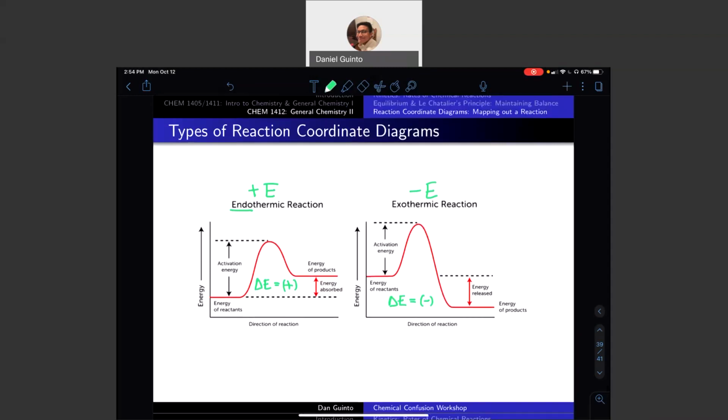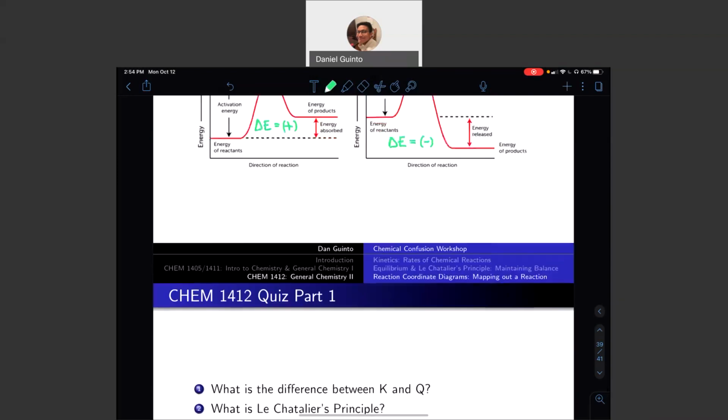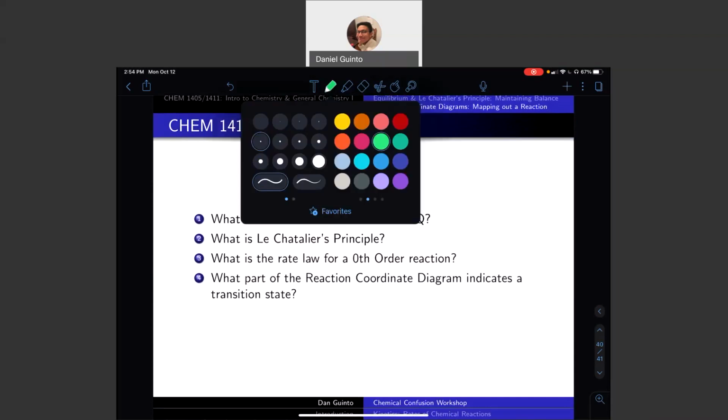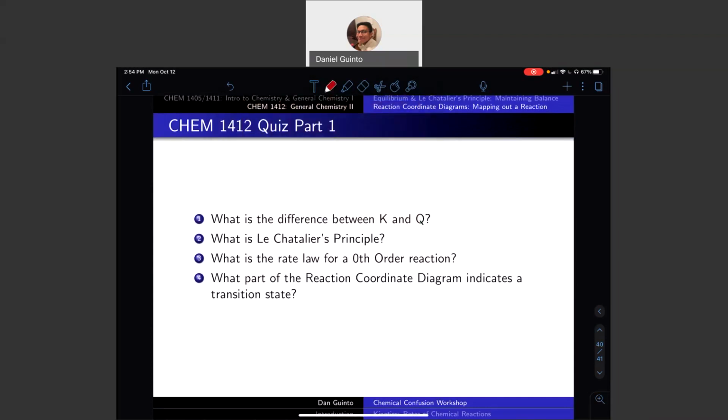So now this has covered everything we need to cover for Gen Chem 2. And now it's quiz time. Question 1: what is the difference between K and Q? K, again, is at equilibrium. Q is not at equilibrium. It's specifically at any point in time, but it specifically cannot be at equilibrium.